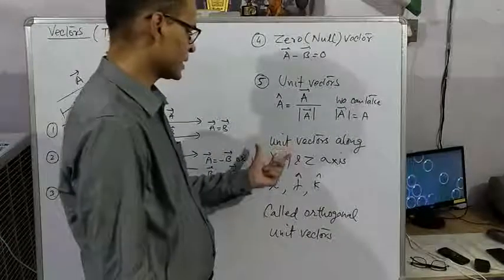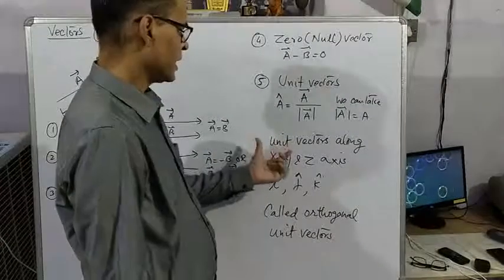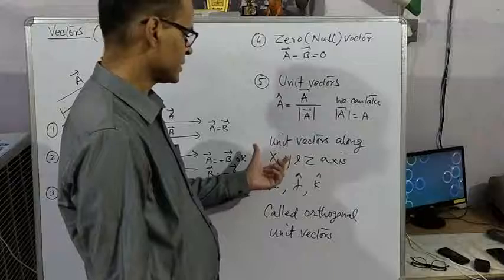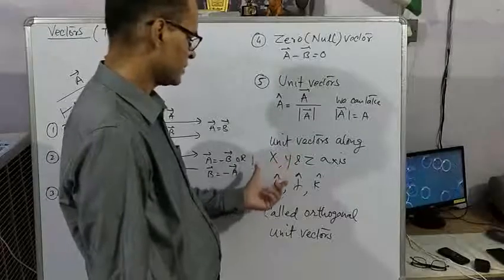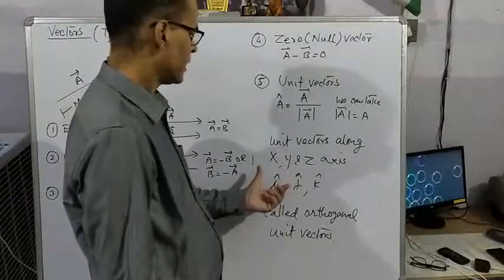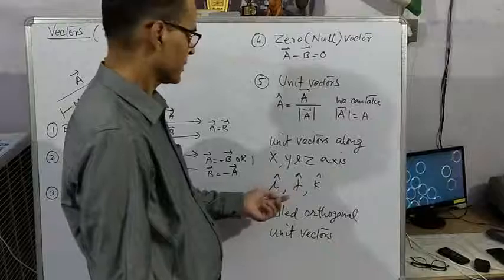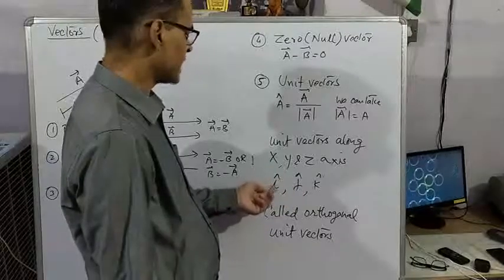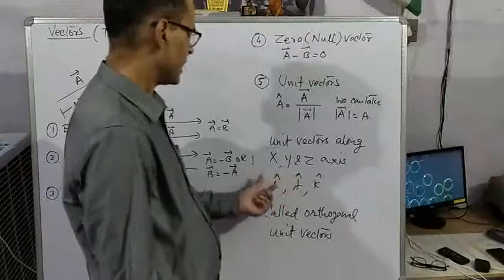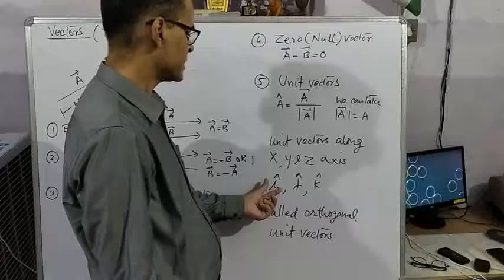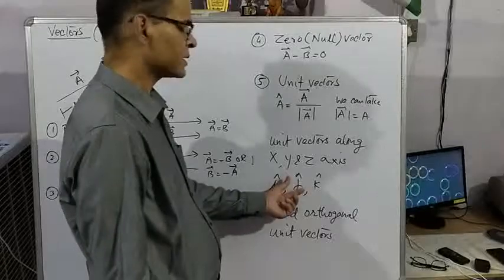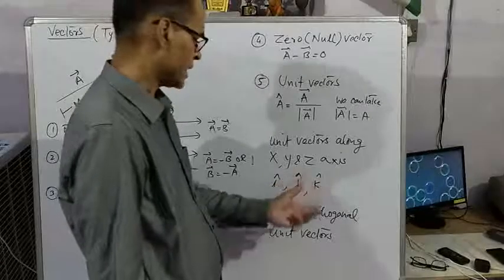Unit vectors in X, Y and Z directions are called orthogonal unit vectors, and they are represented as I cap, J cap, K cap. I is always along X axis, J along Y axis and K along Z axis.